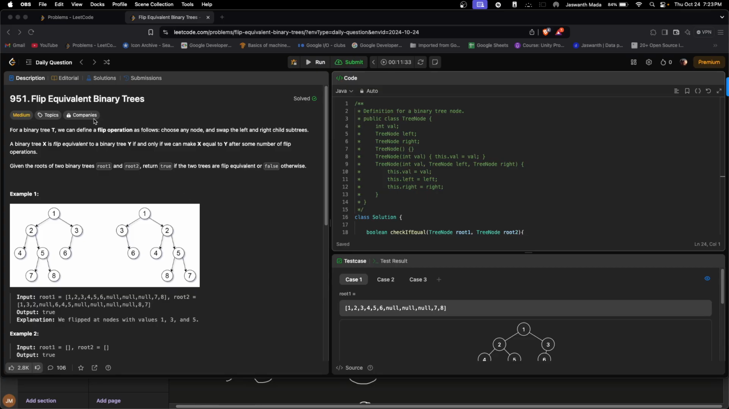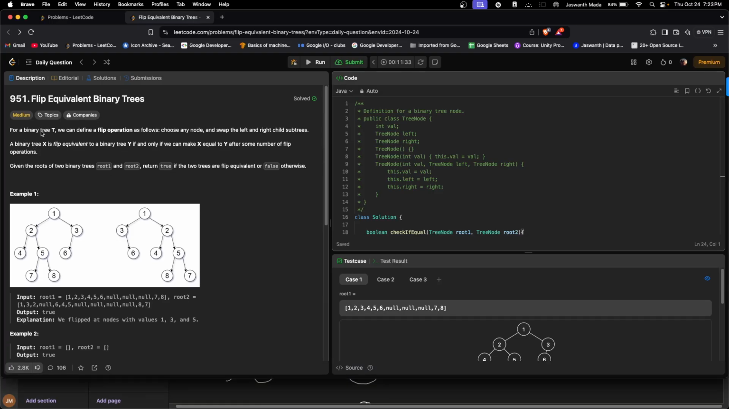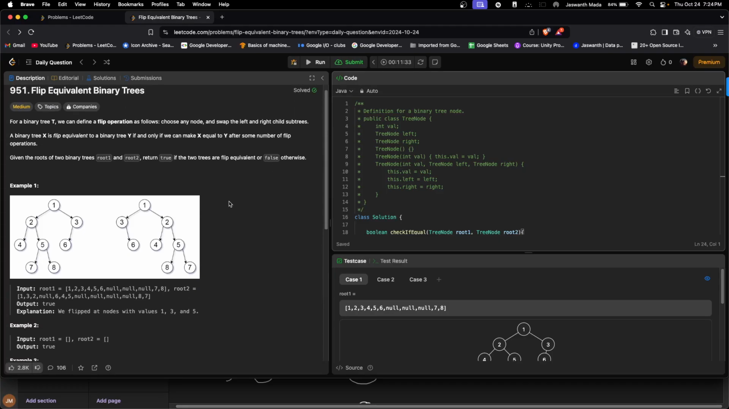Today we are going to solve this Leetcode question, which is flip equivalent binary trees. In this question we are given a binary tree and we can define a flip operation as follows. Choose any node and swap the left and right child subtrees. A binary tree x is flip equivalent to a binary tree y if and only if we can make x equal to y after some number of flip operations. Given the roots of two binary trees, root 1 and root 2, return true if the two trees are flip equivalent or false otherwise.